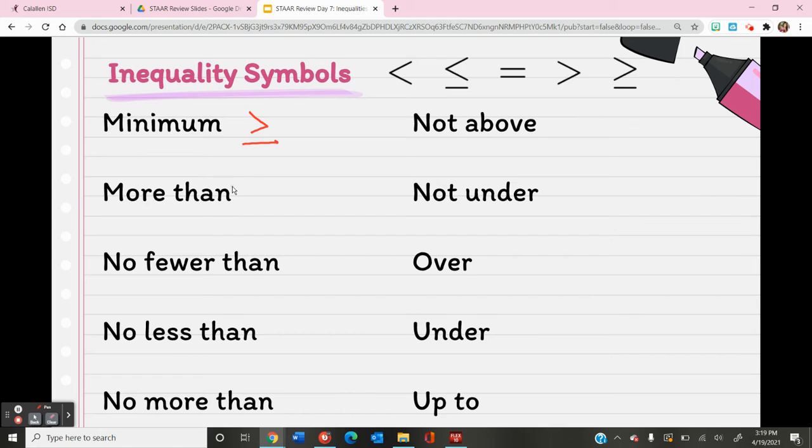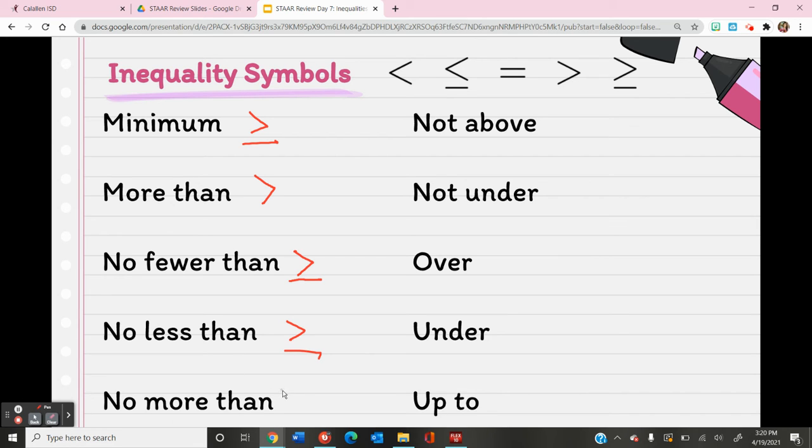Then I have more than. So if I ate more than 2 cookies, that means I ate greater than 2 cookies. If I ate no fewer than 2 cookies, that means I could eat 2 cookies or I could eat more than 2 cookies. So this is going to be greater than or equal to. If I have no less than, this is going to be greater than or equal to.